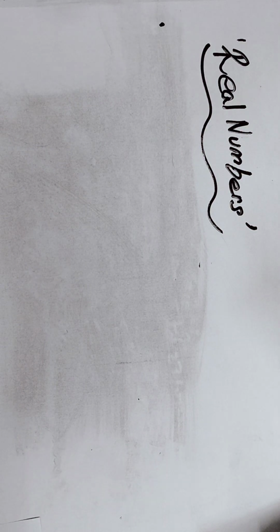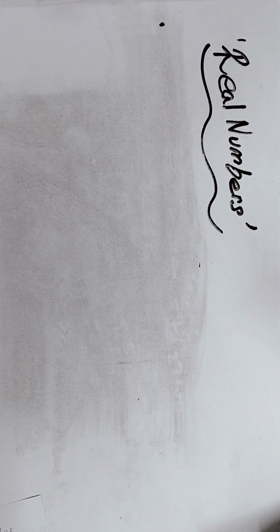Root 16 is not an irrational number because root 16 gives you 4. Similarly, root 36 is also not irrational because it becomes 6. So these are rational numbers. Similarly, 0 is also a rational number, and minus 8 is also a rational number. Now we have to prove whether root 2, root 3 or root 5 is rational or irrational.